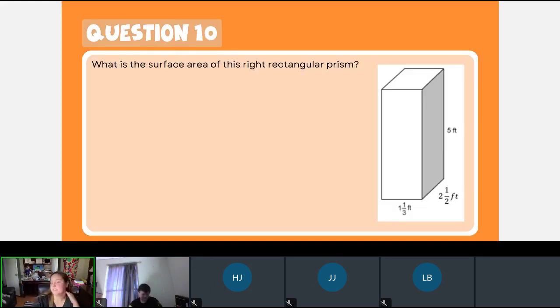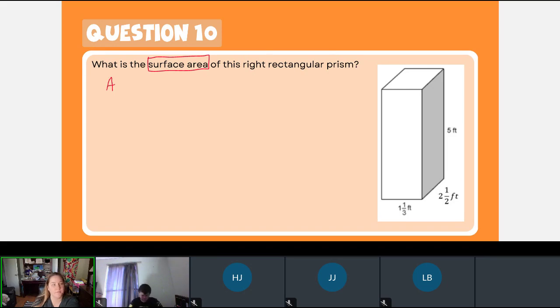All right, let's take a look at number 10. This is our last problem here. It says, what is the surface area? So that's what we're solving for here. Surface area of this right rectangular prism. Okay. Surface area for a rectangular prism.